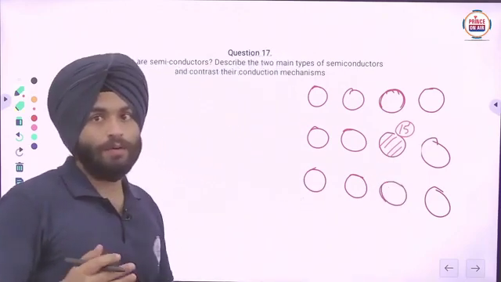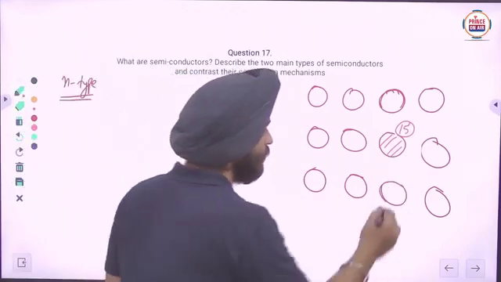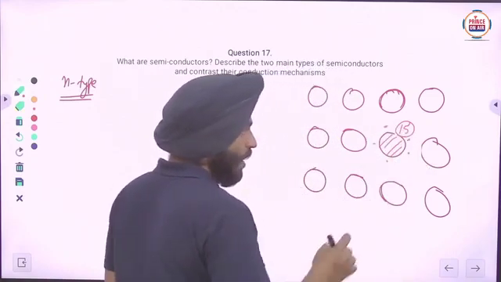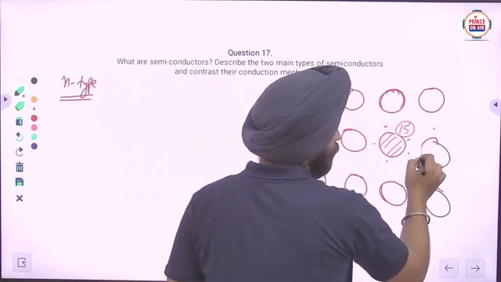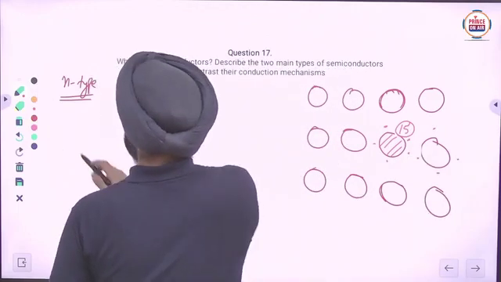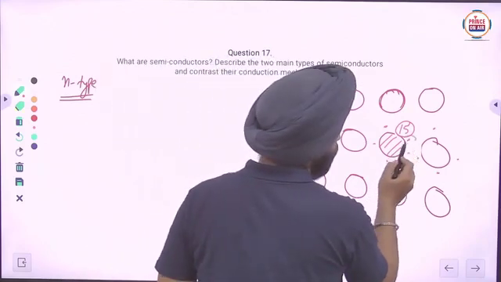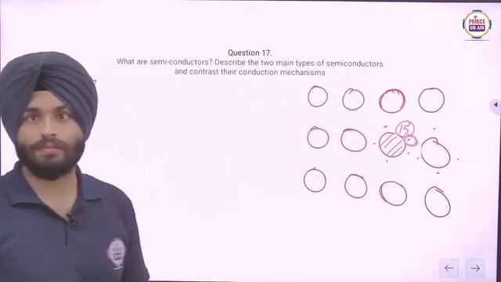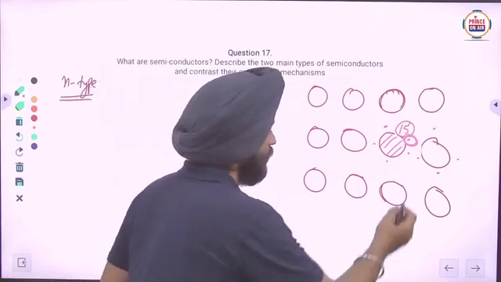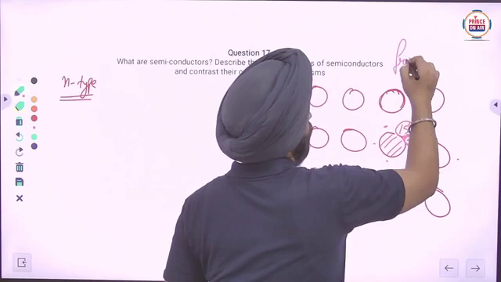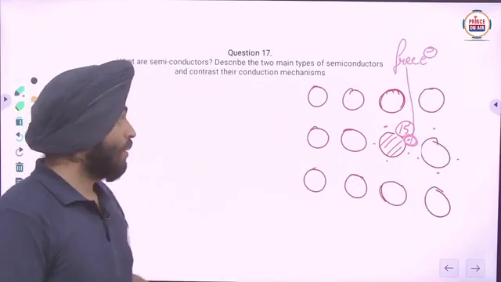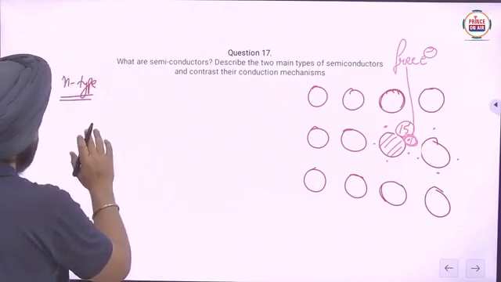So it will have 5 valence electrons, 1 2 3 4 5, and that element is having 4 electrons, 1 2 3 4. So one of that electron is in excess, and that electron will show the conductivity. So that is the free electron, and that will show conductivity. Clear? Now that is for N type.